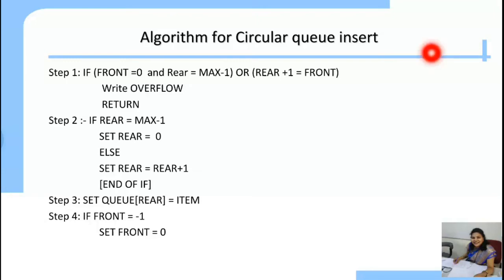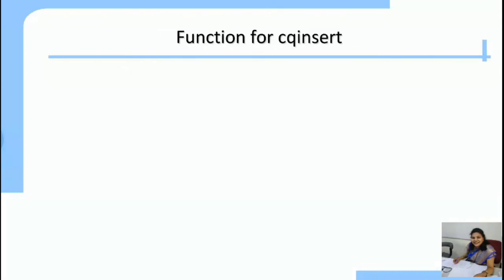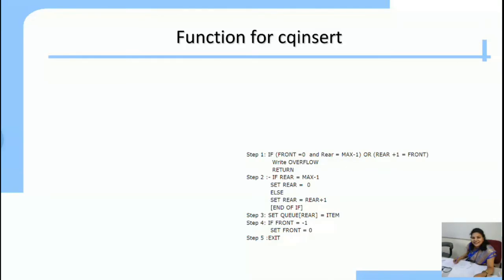Now let us see how this algorithm can be converted into the function. Function for the circular queue insert. I am keeping this algorithm on this slide to understand how these steps are followed to construct the function. So this is the function syntax. Void CQ insert. CQ insert is the function name for the circular queue insert function. Structure CQ, pointer CQ. Pointer CQ means what? CQ is a structure variable, and int item. In int item, we are passing the number that we are going to insert.